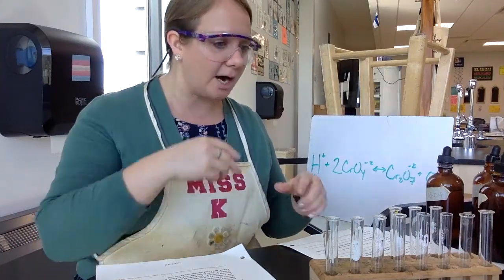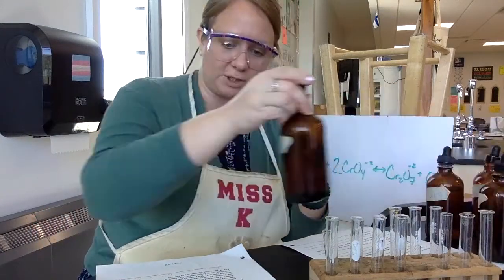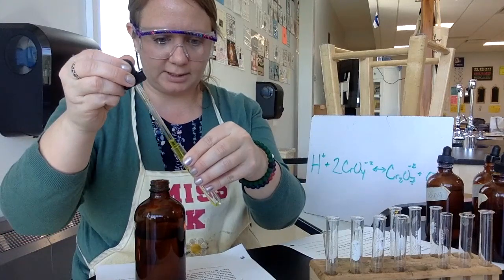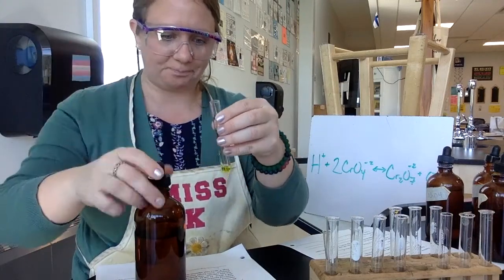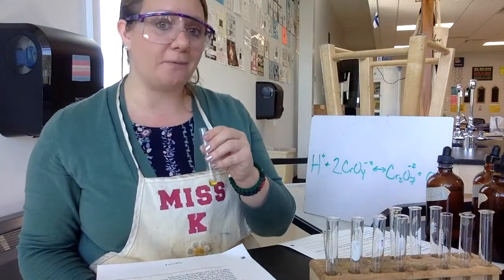So let's check it out. We're on part 2, step 6. We're going to start with another test tube, 5 drops of the CrO4. Remember, that's our yellowy stuff. So 5 drops, 1, 2, 3, 4, 5. About that. 5 drops of the CrO4, and now we're going to add 1 drop of NaOH.